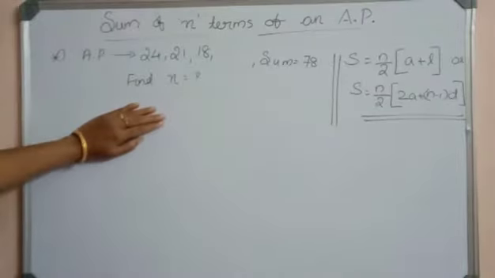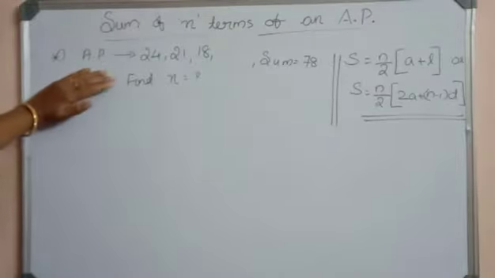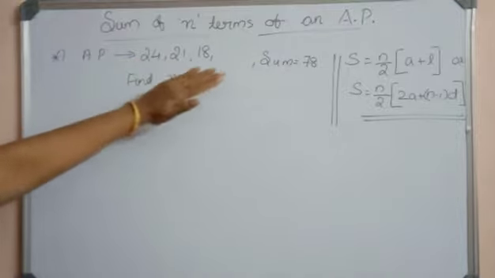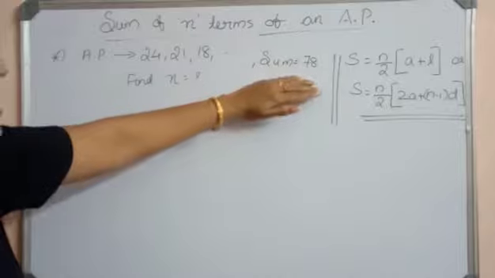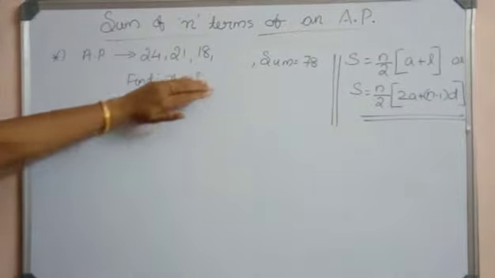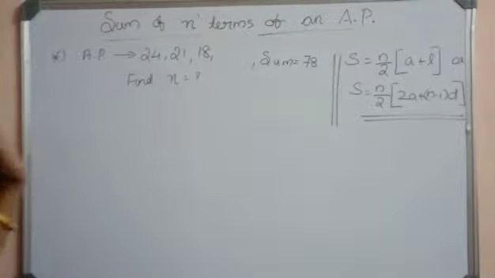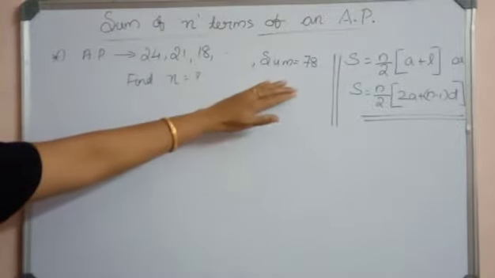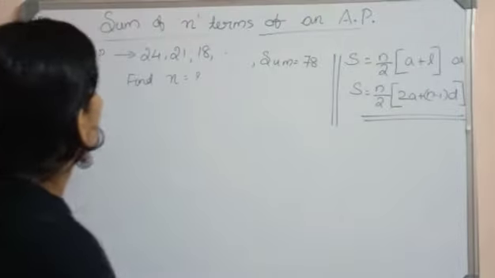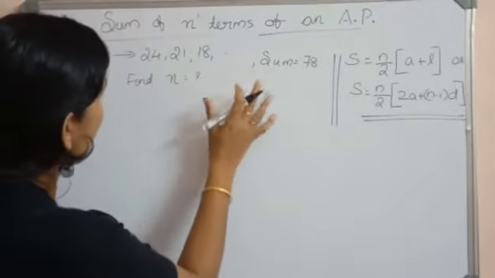Consider one more question. It is given the AP as 24, 21, 18, etc. and the sum of a few terms of the AP is given as 78. We need to find how many terms are there to make this sum. That is what the question is. So here the sum is given, we need to find n, and the AP is given. First write all the data.